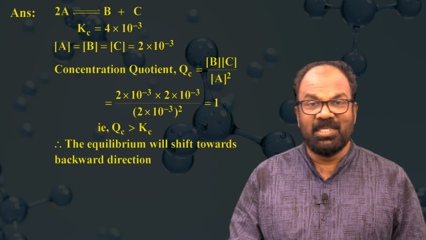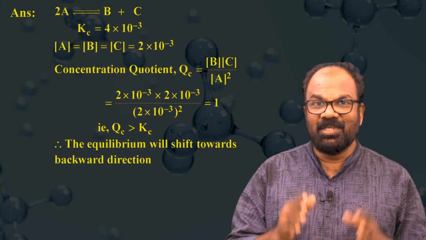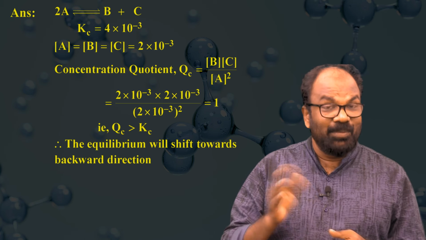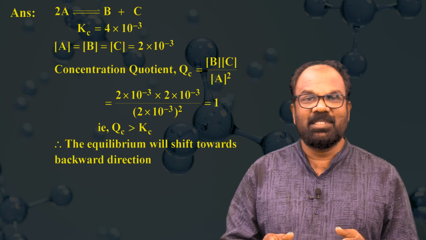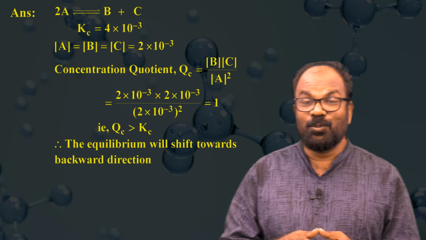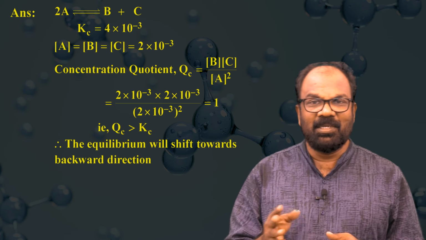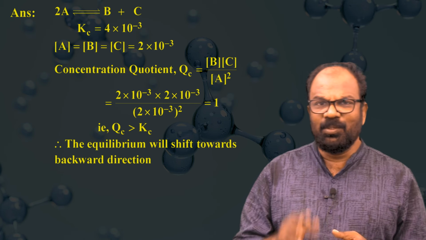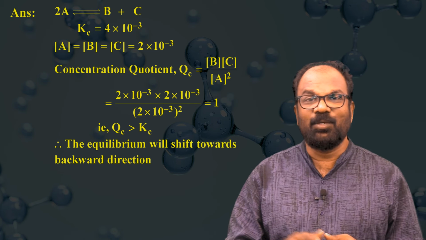Here the given reaction is 2A reversibly gives B plus C. Here equilibrium constant of the reaction Kc is given, which is equal to 4 into 10 raised to minus 3. At a given time, concentration of A is equal to concentration of B is equal to concentration of C, which is equal to 2 into 10 raised to minus 3. So we can calculate the concentration quotient Qc, which is equal to concentration of B into concentration of C divided by concentration of A square. That is equal to 2 into 10 raised to minus 3 into 2 into 10 raised to minus 3 divided by 2 into 10 raised to minus 3 the whole square, which is equal to 1.